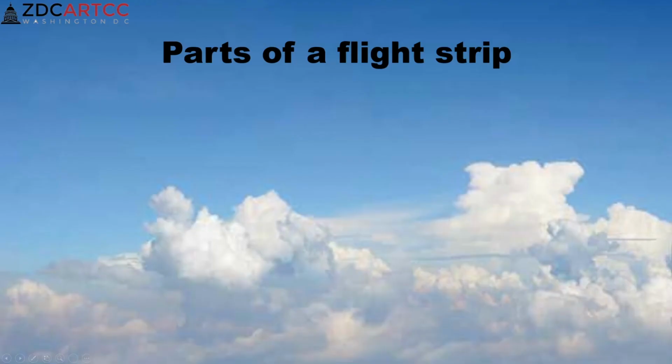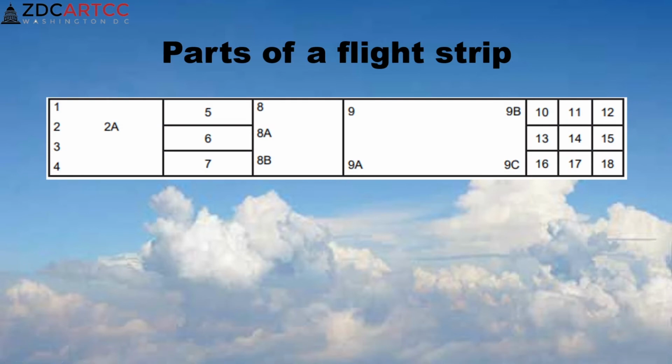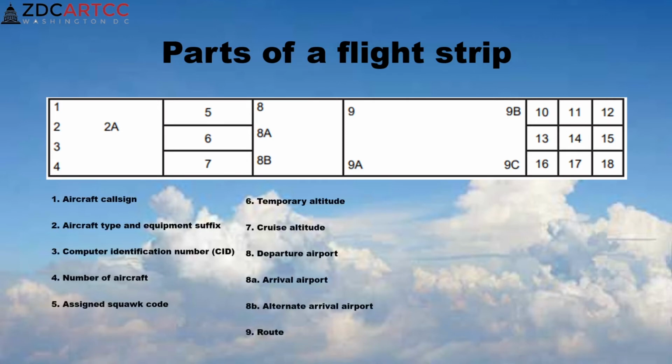Now let's talk about the parts of a flight strip. There are 18 different boxes that come with every flight strip. Not all 18 are used for every single aircraft, but these are the amount available. These blocks include the aircraft call sign, aircraft type and equipment suffix, computer identification number or CID, number of aircraft, assigned squawk code, temporary altitude if issued, cruise altitude, departure airport, arrival airport, as well as an alternate arrival airport, and the large box is reserved for the route.